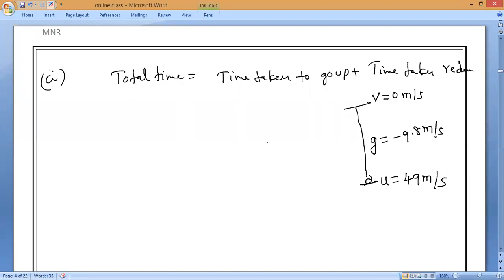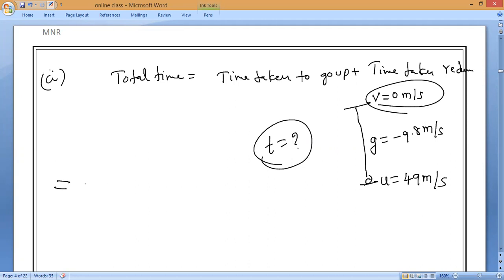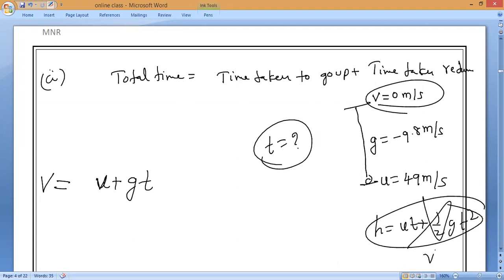Now you tell me, they're asking us to calculate the time. So which equation can I use, guys? You know initial velocity, you know final velocity. Both you know. I want time now. First equation we can use: V is equal to U plus GT. Why, sir? The second equation is H is equal to UT plus half GT square. There is no final velocity, so we cannot use this one. So we can use the first one.